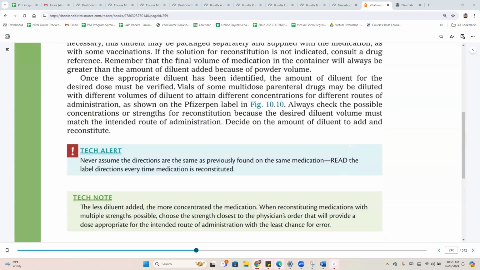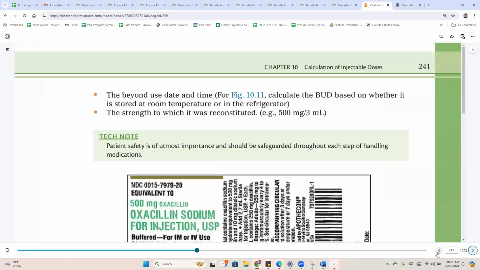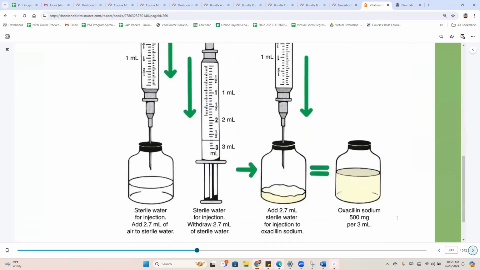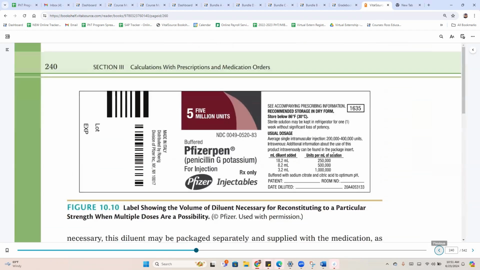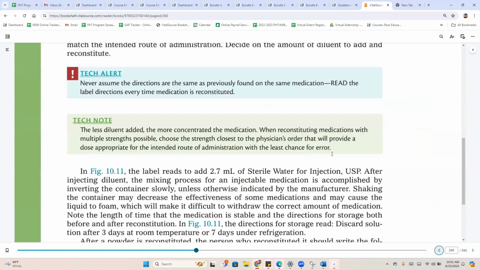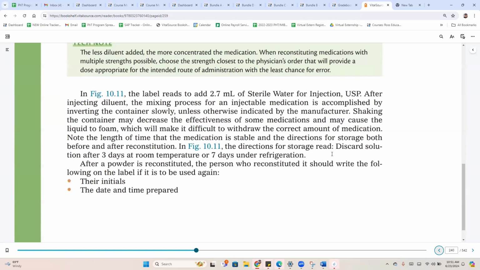All right, so figure 10.11, which is on the next page, kind of shows the whole process. The label reads to add 2.7 mL of sterile water for injection. After injecting diluent, the mixing process for an injectable medication is accomplished by inverting the container slowly unless otherwise indicated by the manufacturer. Shaking the container may decrease the effectiveness of some medications and may cause the liquid to foam, which will make it difficult to withdraw the correct amount of medication.